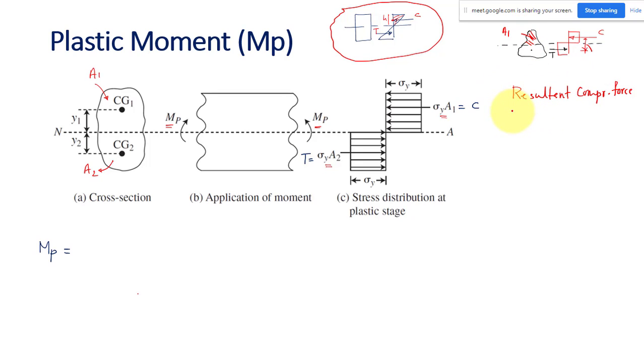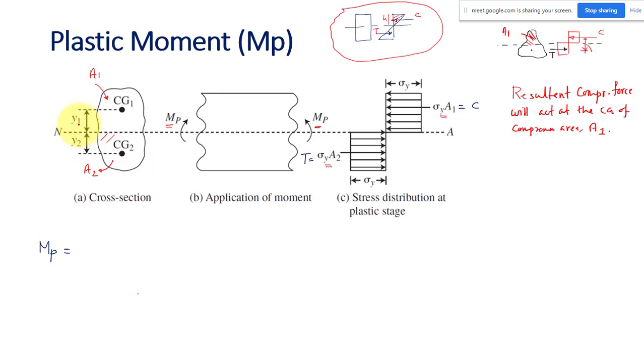Okay, the resultant compressive force will act at the CG, the centroid, of the compression area A1. Similarly, this tensile force will act at the CG of your tensile area, this area below the neutral axis. You locate the CG of your tensile area at that point, and that will be the point of action of the tensile force.